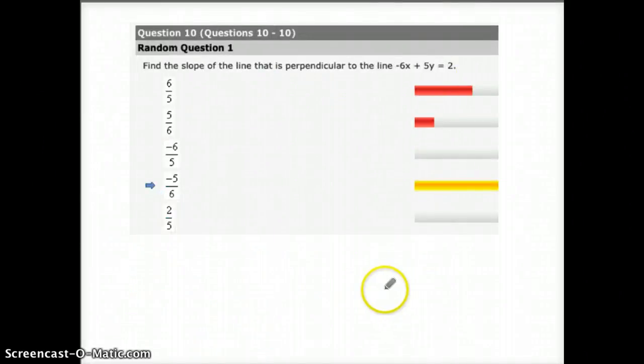All right, last problem. Find the slope of the line that is perpendicular to the line -6x plus 5y equals 2. That's a very good question.